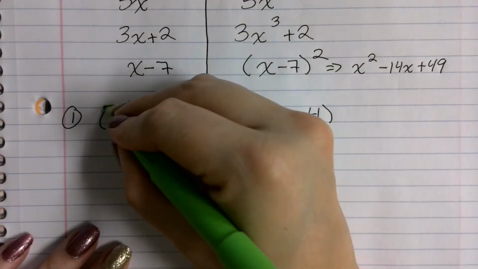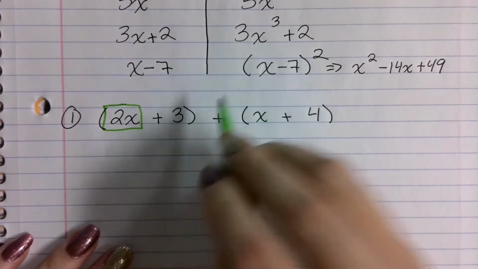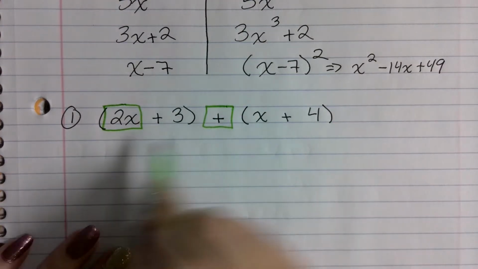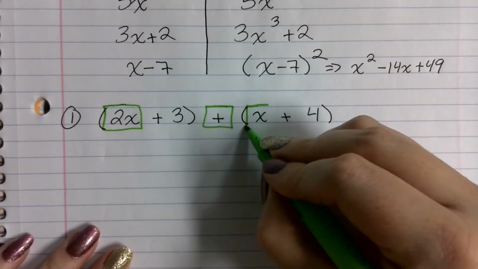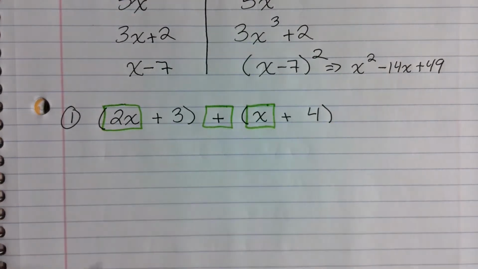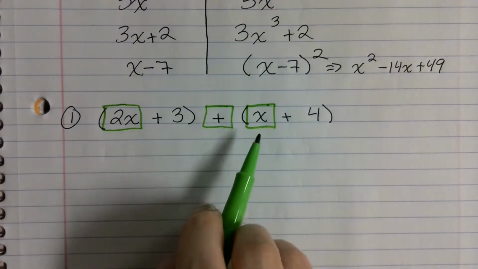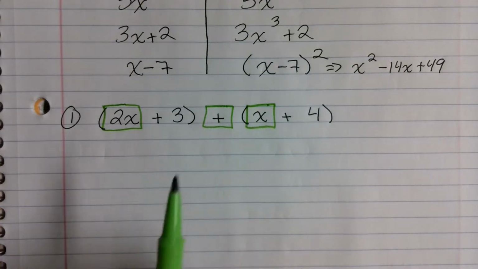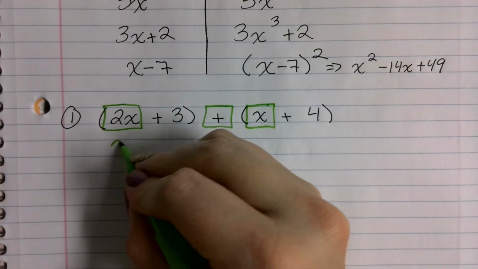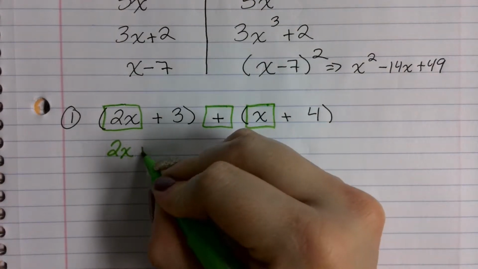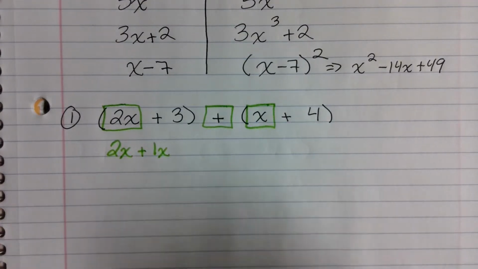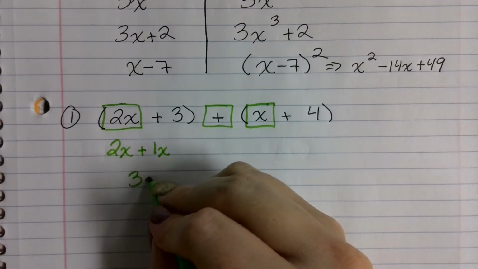So we start off with the 2x. I know that I'm going to add, because I have an addition between the quantities, I'm going to add it with x. Please keep in mind, always, guys, if x doesn't have a value written there, what exists? A 1. Very good. So we have this as 2x plus 1x. What is that going to give us? 3x.